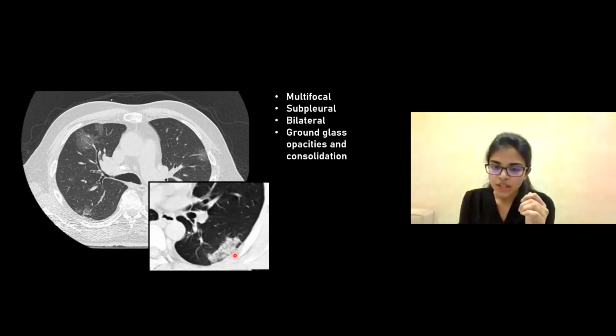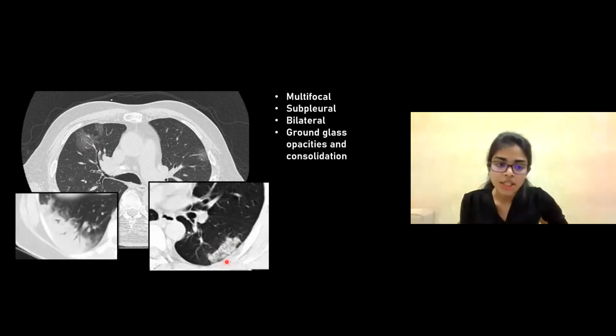So this is how consolidation looks. There is an area of patchy opacity, which is completely opaque, right? You're not able to appreciate the bronchovascular markings within this lesion. So this is called the consolidation, a progressive form of the GGO.